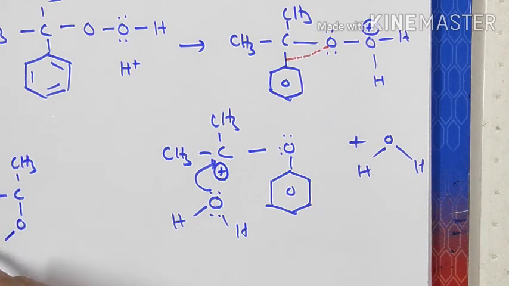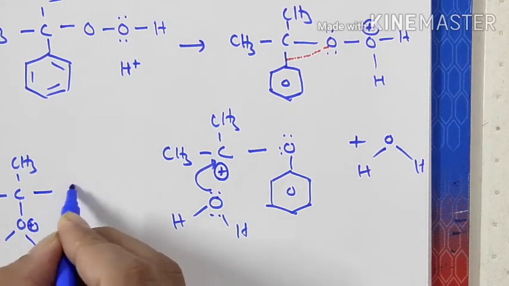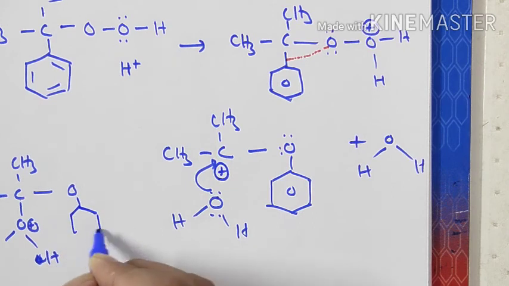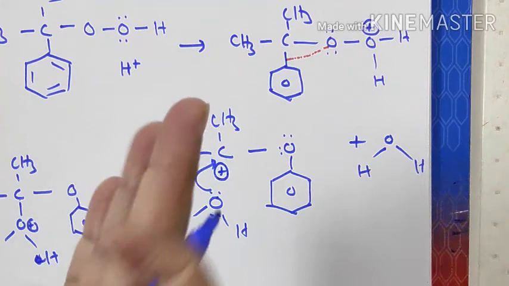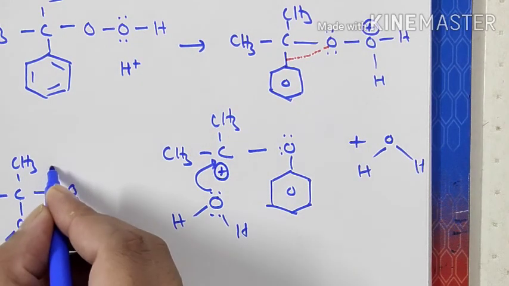Here, OH, this is H, but now this oxygen has become positive charge. Here, O with the benzene ring. Right, student? Now if we do the hydrolysis, so when I do hydrolysis, what will happen?